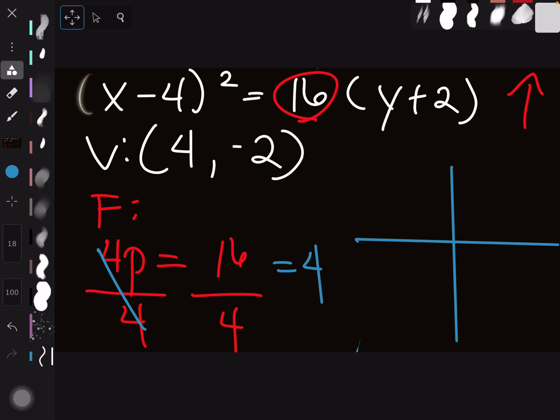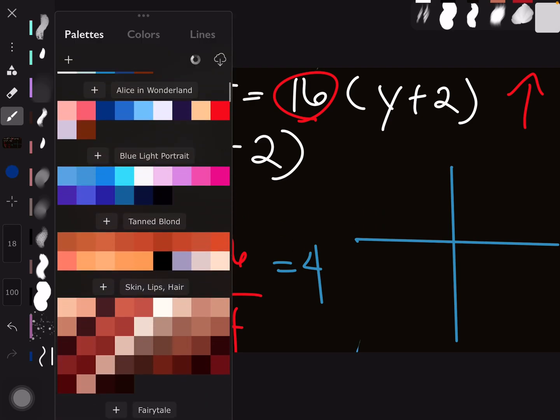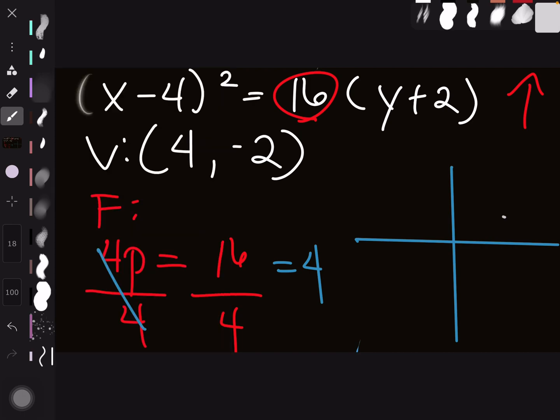Let's plot our focus. Since our value is 4 here, let's identify a bunch of things. First, we're going to go to the vertex. The vertex is (4, -2), which brings us over here. Let's move upward 4 units up. This will be negative 1, 0, 1, and 2. So our focus is (4, 2).